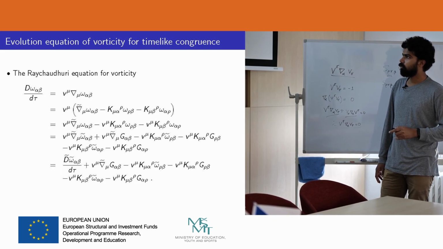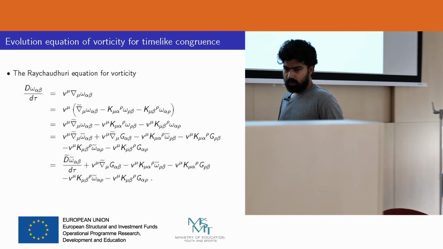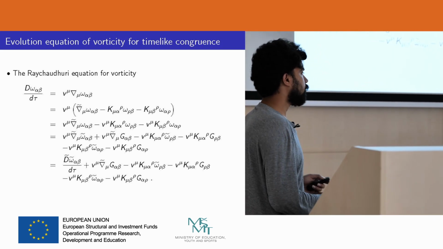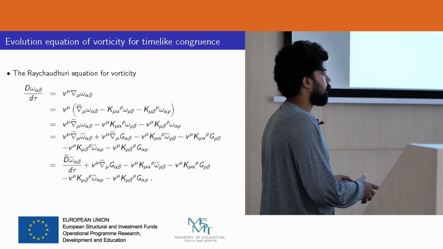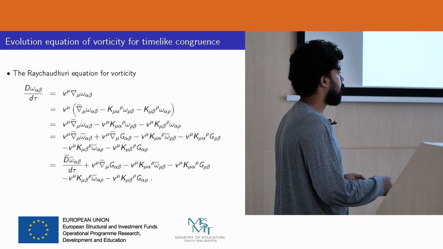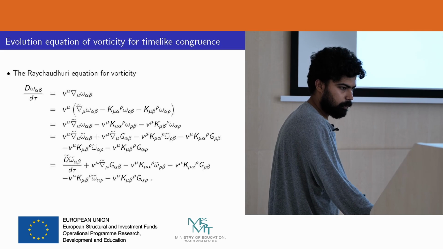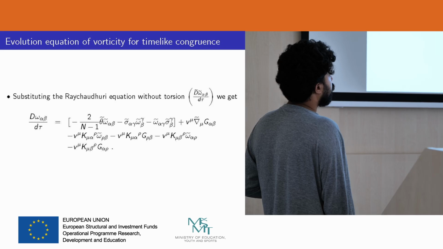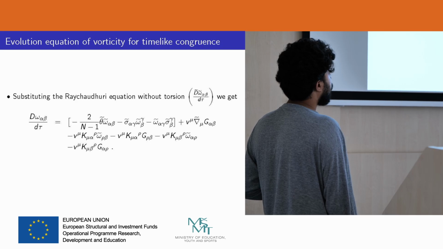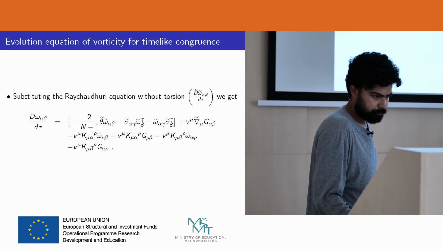So that is here, and we have the correction due to the presence of torsion. So we can say that here we have the Raychaudhuri equations with torsion, but we can write them as the Levi-Civita part plus some corrections that arise due to the presence of torsion. So we can substitute the Raychaudhuri equation without torsion for vorticity here in the square bracket, and the rest is the corrections arising due to the presence of torsion.